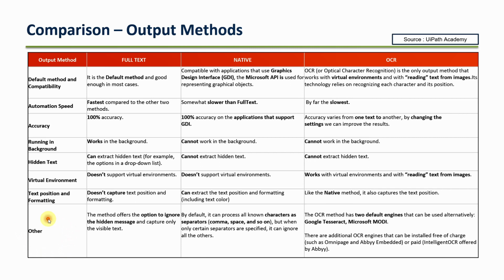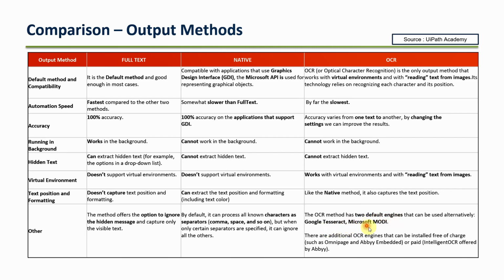If I talk about the other features you need to keep in mind, when we are using the full text, this method offers the option to ignore the hidden text and capture only the visible text, right? You might have seen when I was showing the extraction preview, I had that checkbox available. If I talk about the native, since it can extract all the text and it can extract positions and formatting, it will extract all the characters, comma, space and so on, but you have an option where you can ignore the characters.